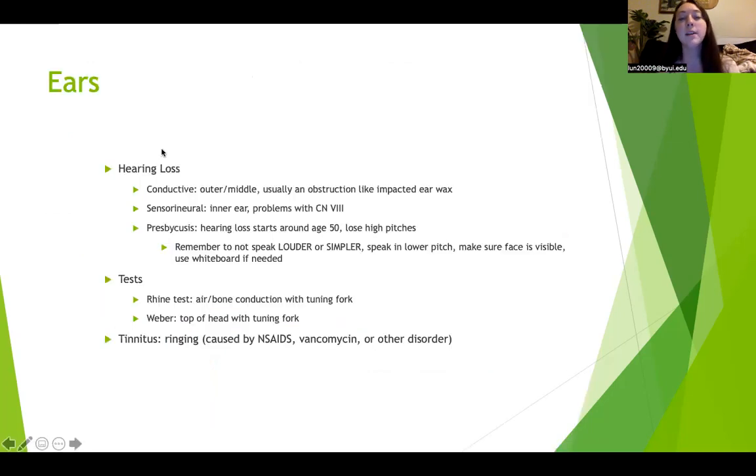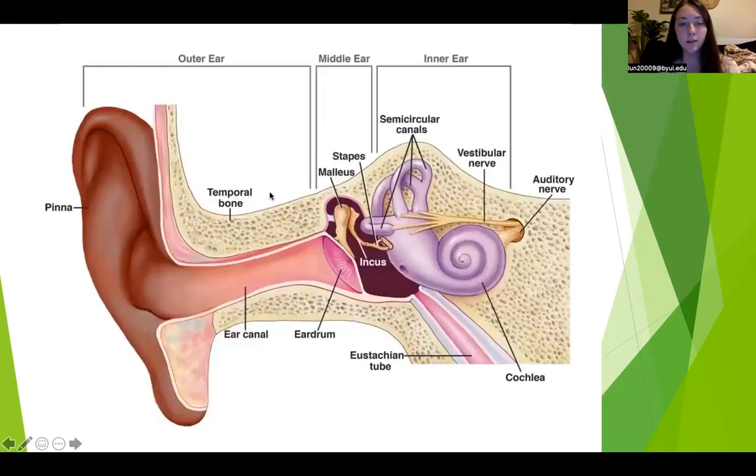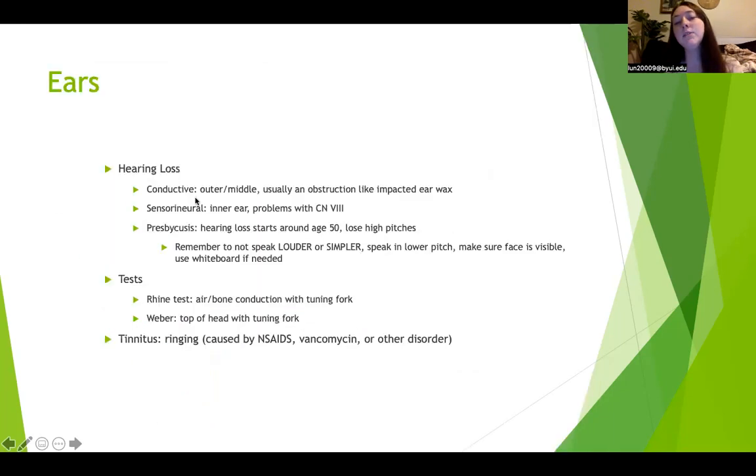Okay, so hearing loss. Conductive is the outer and middle parts, so these right here up until the cochlea and semicircular canals. And it's usually like an obstruction, like impacted earwax. And so if that obstruction is removed, then the conductive hearing loss will be resolved. Not always though, if it's more towards the middle.